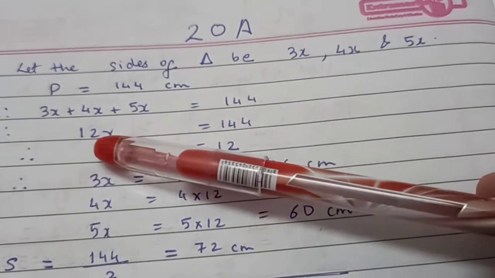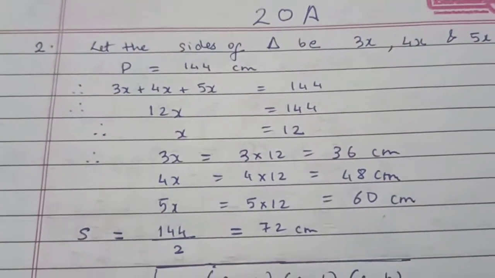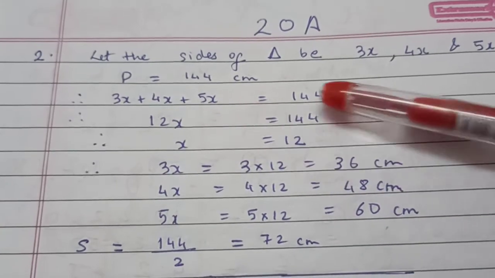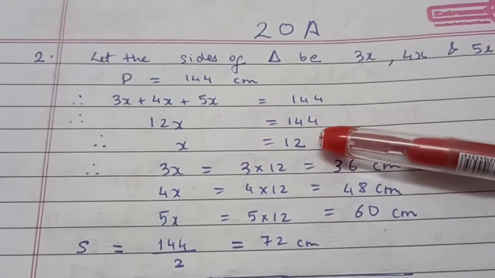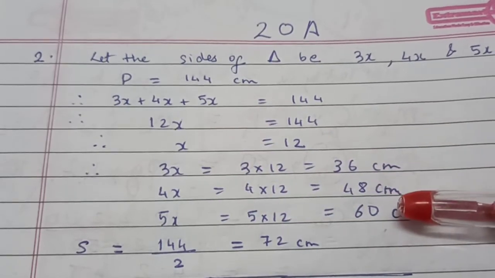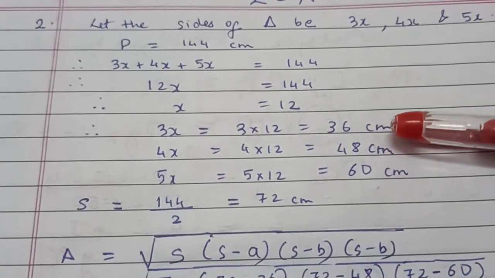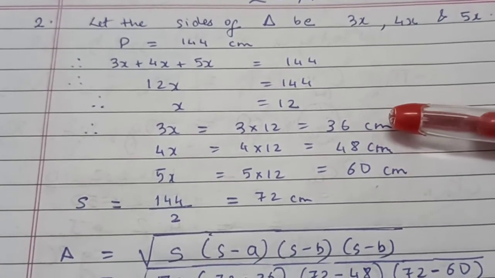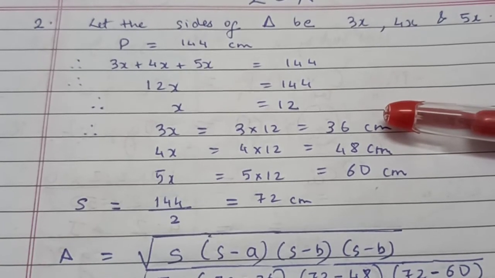Now perimeter is given as 144. So 3x plus 4x plus 5x is 144. Solve this, get the value of x, substitute and get the sides. Now we'll find the area with the help of the three sides. We can't use the formula half into base into height because we don't know the height. So we'll have to use Heron's formula.